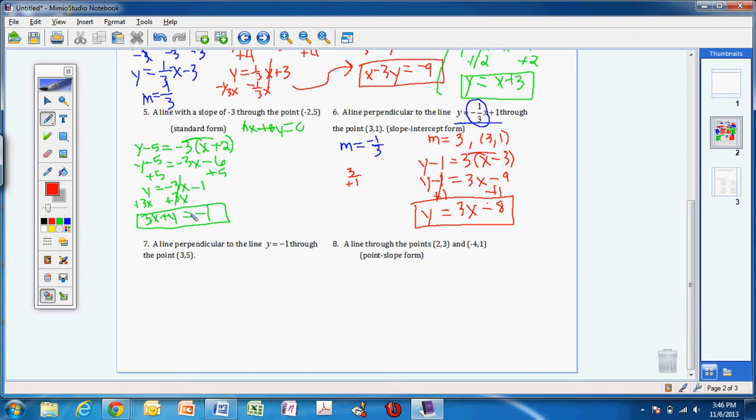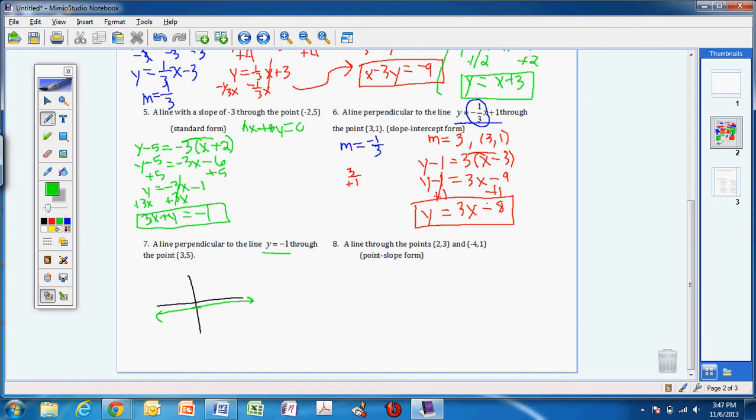So number 7, a line perpendicular to the line y equals -1 through the point 3, 5. So what this is saying is, on my graph, if I do a quick sketch, I have a line already, y equals -1, on my graph. So y equals -1, remember that crosses my y-axis, in this case at -1. So that's a little off, but that's a horizontal line through when y is -1.